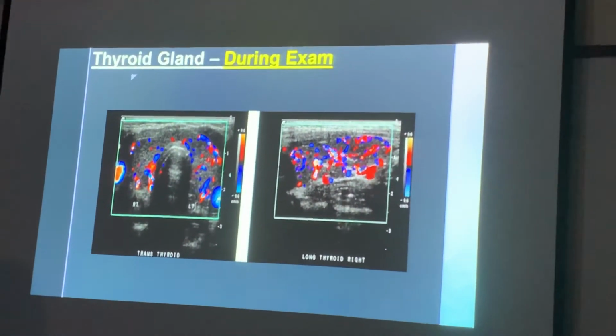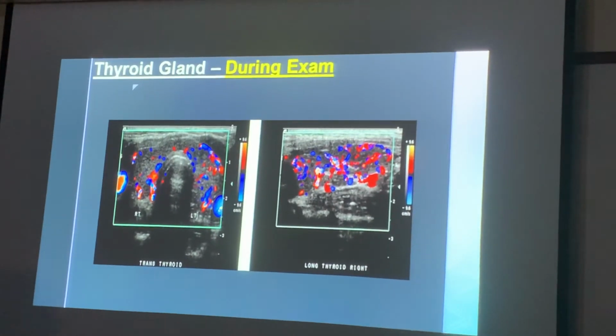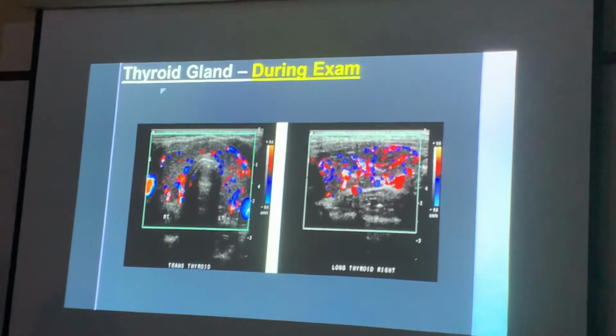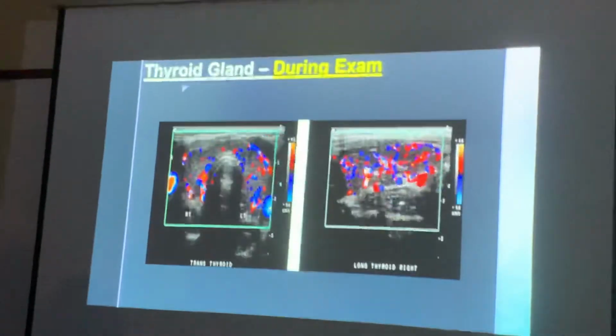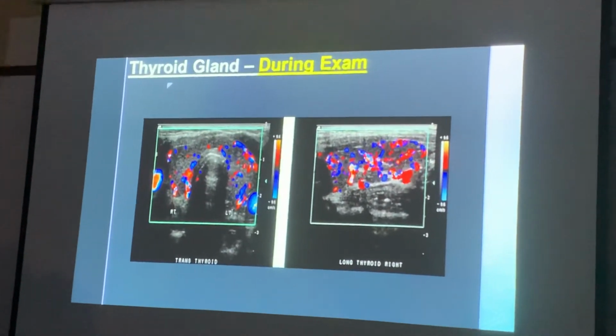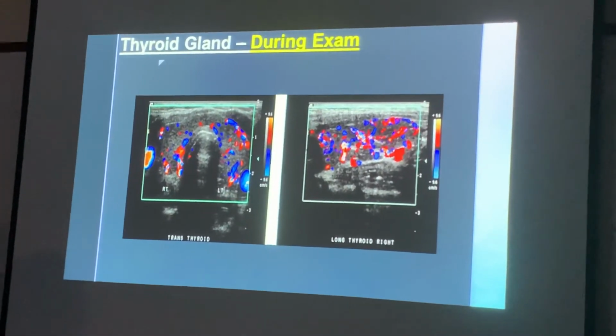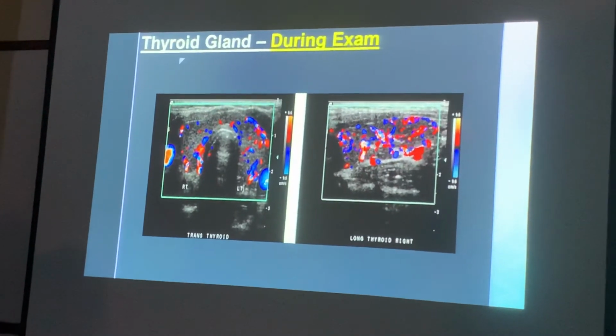So, this is an example of what looks like a hypervascular thyroid right there. Probably associated with some kind of disease process. Maybe, maybe not. Maybe this person's thyroid is just vascular like that.